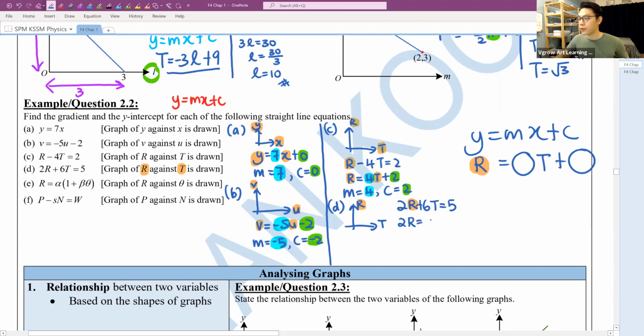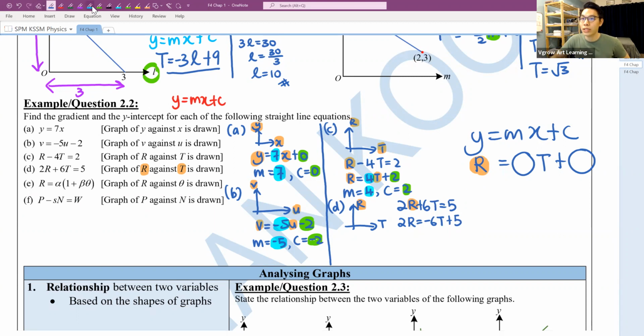First step, we must move the 6t first. Plus move over become minus. I'm getting closer and closer already. Okay, and then you can do something. I don't know how you guys usually do it, but what I like to do is I can divide everyone by 2. Or you can divide the 2 over. You divide everyone by 2, right?